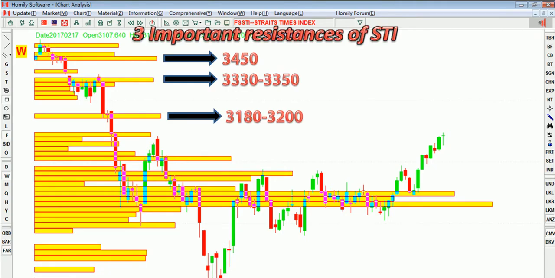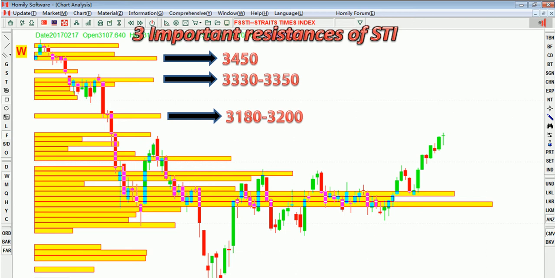Next chart. Three important resistances of STI. So we use chips distribution to judge where the support and the resistance points are. If you want to judge the resistance, you can connect the high point to the present price. If you want to judge the support, you should connect the low point to the current price. So if I want to know where the resistance is, we connect the high point to the present price. Then we can get the chips distribution.